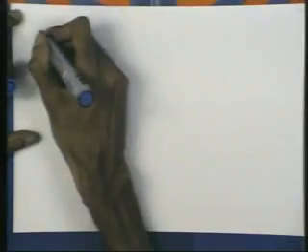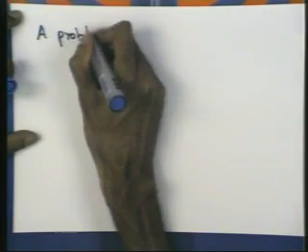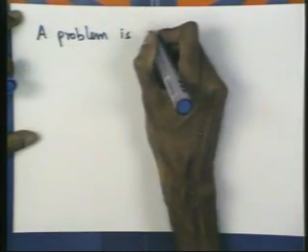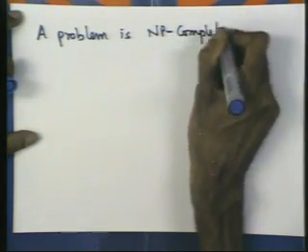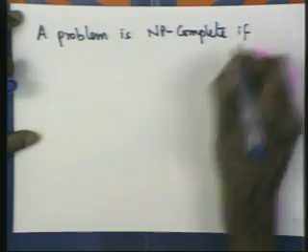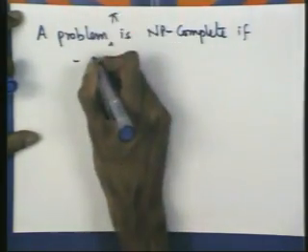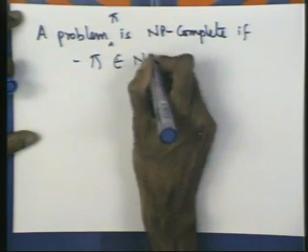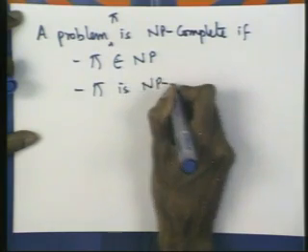There's one more definition I need, which is this: a problem is called NP complete if it has to satisfy two things. Let's say this problem is pi. Pi must belong to NP, and pi is NP hard.